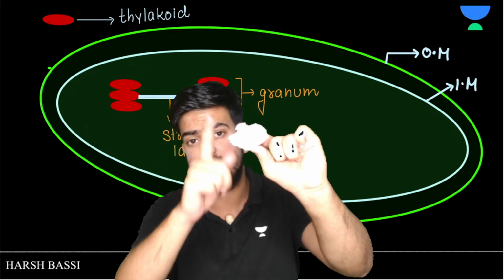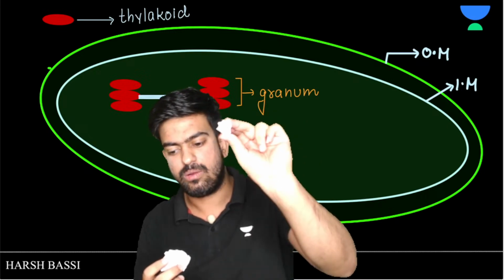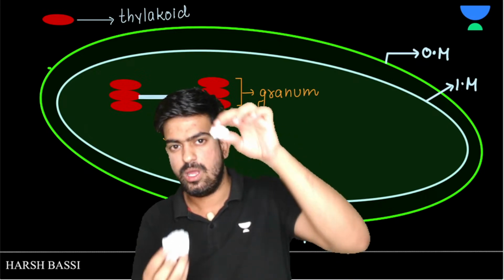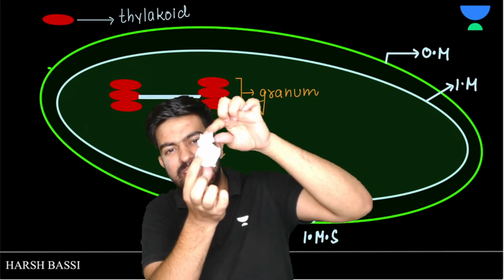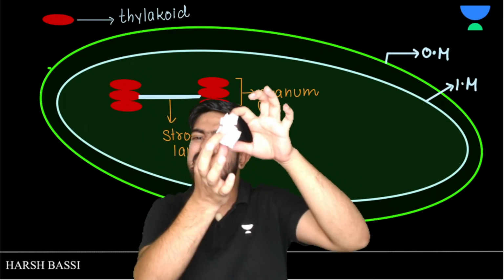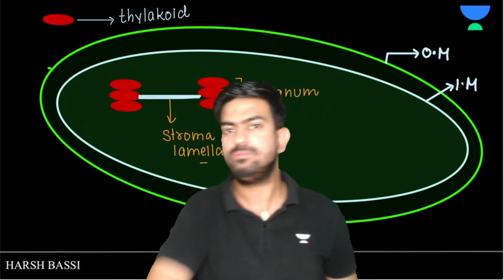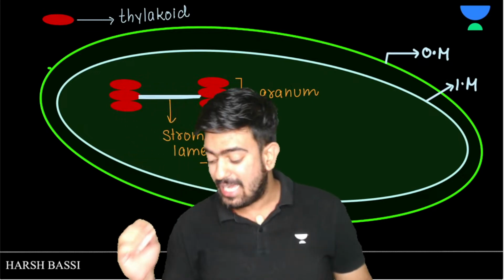Again I am saying, this paper is known as thylakoid, and this paper is also known as thylakoid. This one is also known as thylakoid. But when I make a pile of them, it is known as what? It is known as granum. Understood everyone? Clear?